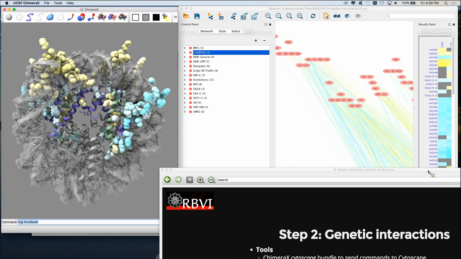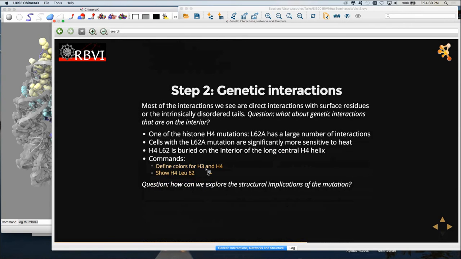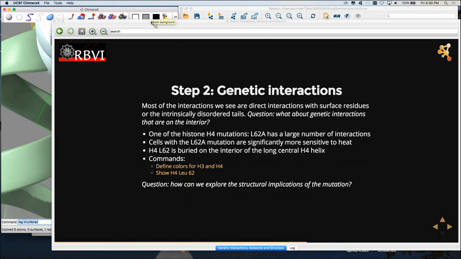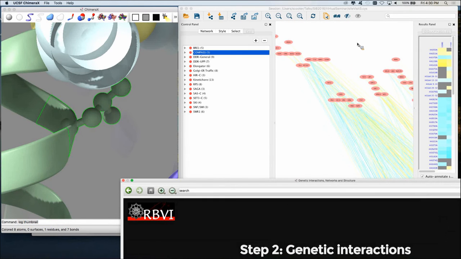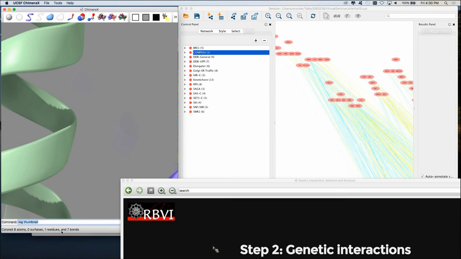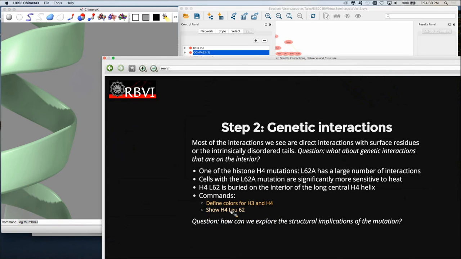So what I'd like to do now is look at one in particular. We just zoomed in on a particular side chain. I think Adobe Connect is trying to catch up.